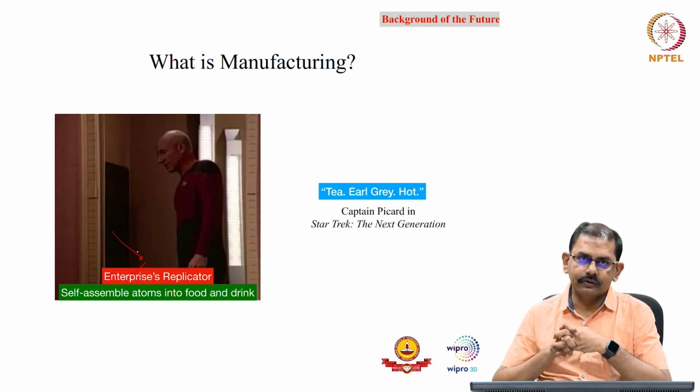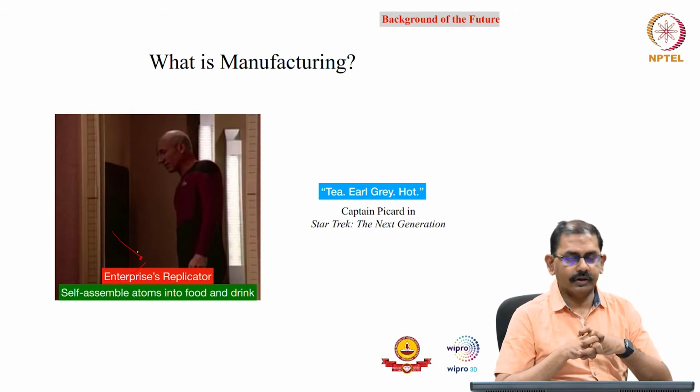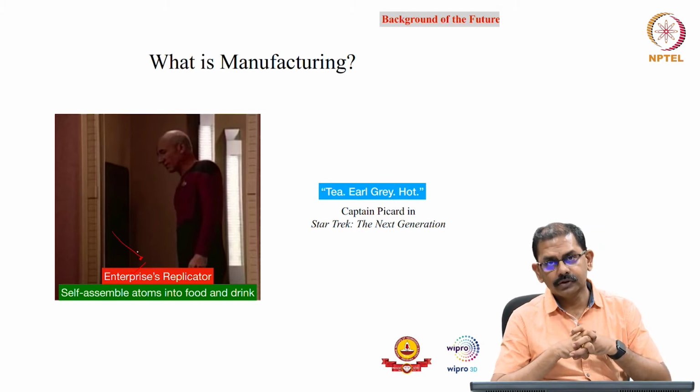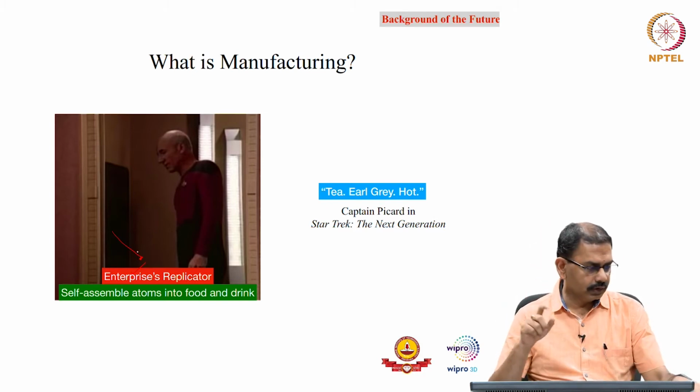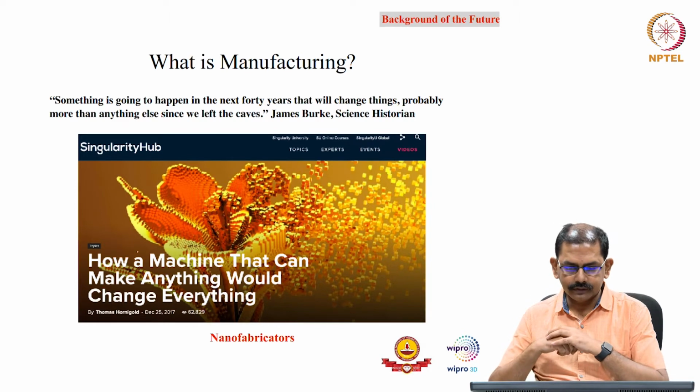So if you think of maybe Aladdin's lamp, whatever you wish for will be immediately provided. So can we actually have a manufacturing system of that kind, right? Is it possible to think of that? So coming out of science fiction, is it possible to actually have those things in reality, correct?